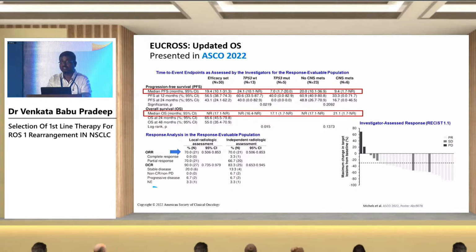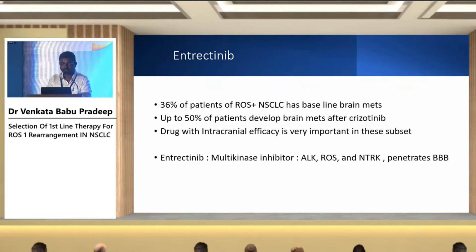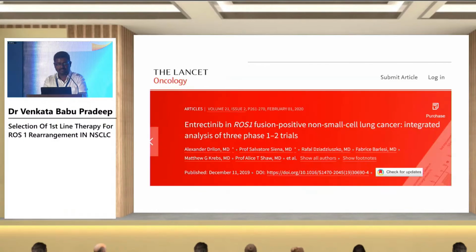So a patient with CNS mets on imaging and a P53 mutation on NGS, they are the worst subset. They will have the least PFS. Coming to entrectinib, why is entrectinib important? Because 36% of patients with ROS1 rearrangement have brain mets, and when we treat with crizotinib alone, more than 50% of patients develop brain mets. And we know that entrectinib acts against all ROS1 as well as MET.